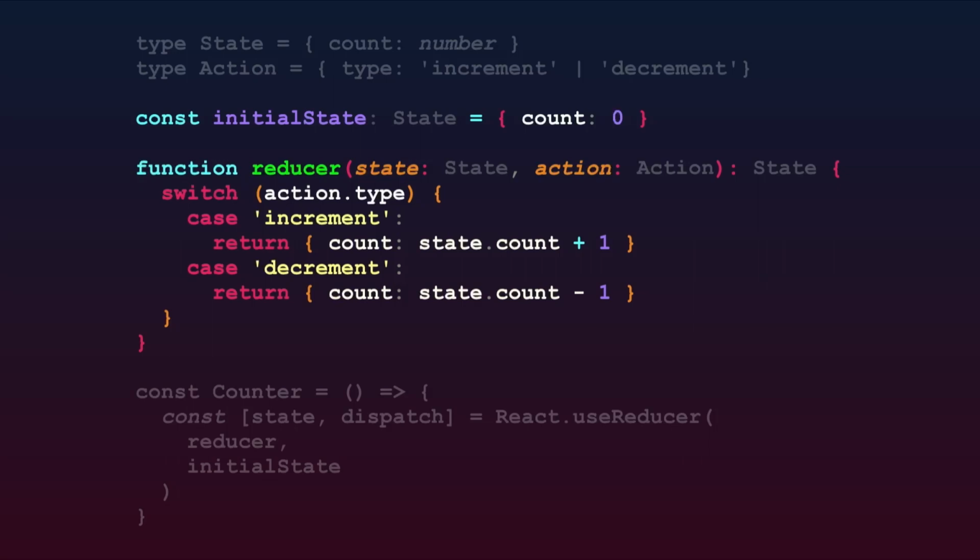So here is an example. We're saying if the action is of type increment, we increment the count. If the action is of type decrement, we just decrease the count.